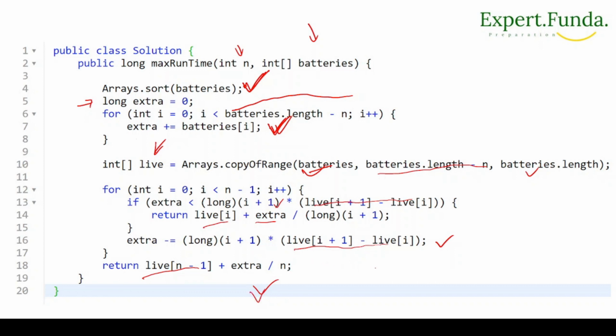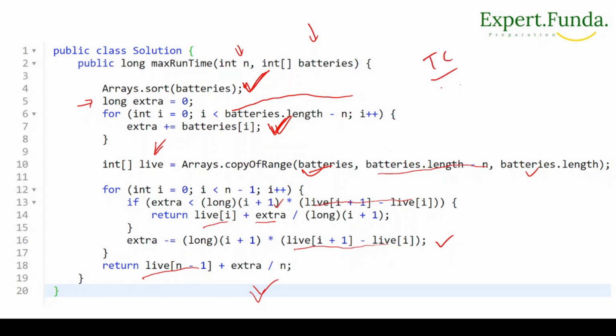So we are checking if power is still left after the iteration. If we have, for the n computers, the total running time of n computers will come from what? Live n minus 1 and plus extra by n. Okay, so that's all we have for today.